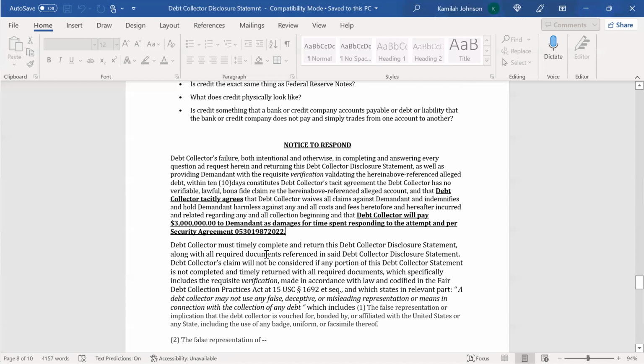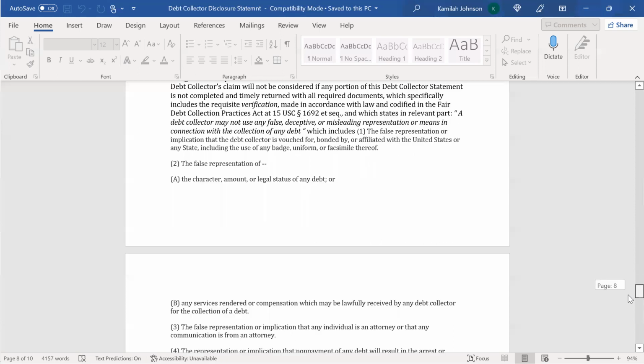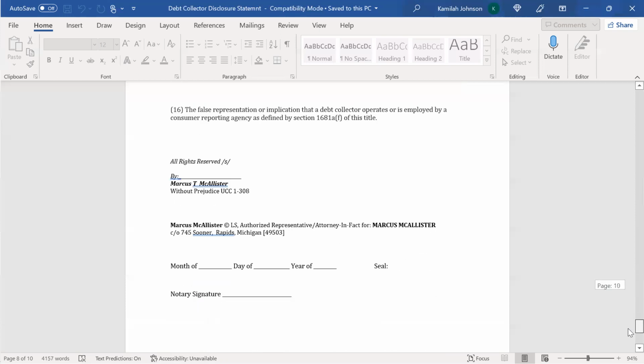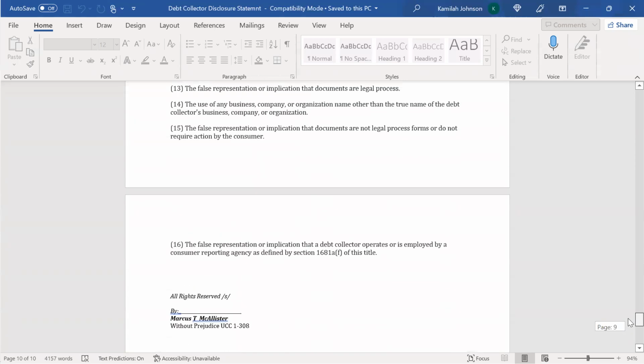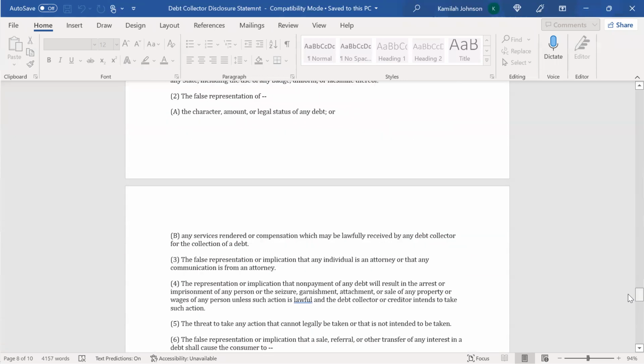Okay. Debt collectors must timely complete and return this debt collector statement, along with the required reference documents in said debt collector disclosure statement. All right. You're going to get this document notarized. Make sure that you update the year, the month, etc. Scan this document into your computer and save it to a flash drive for future reference.